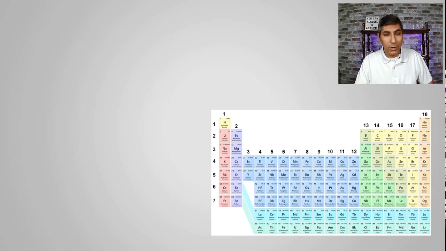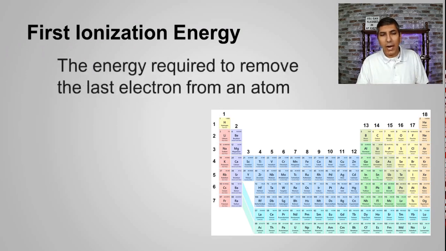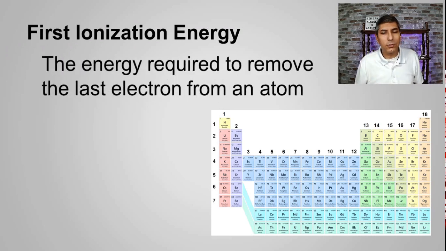Now, another trend or pattern on the table is called first ionization energy. Sometimes we just call it ionization energy. First ionization energy specifically refers to the energy that's required to remove the very last electron from an atom. And when I say the last electron, I'm talking about the very last electron in the highest energy or the farthest away sublevel in that atom.